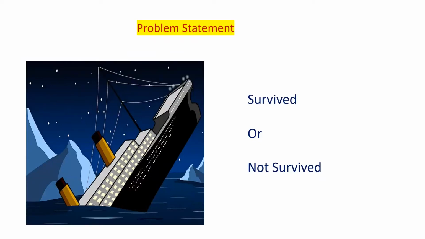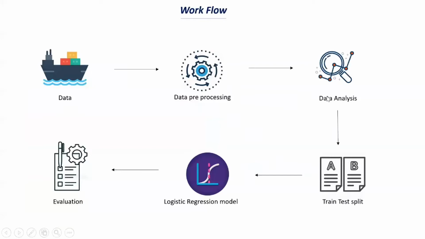Every one of us knows about the Titanic incident, which is all about the ship sinking after an accident with an iceberg. In this dataset, we have several data points on the passengers that traveled on that particular Titanic ship, and based on a few parameters, we are going to predict whether that person survived the Titanic accident or did not survive. So let's check the workflow.